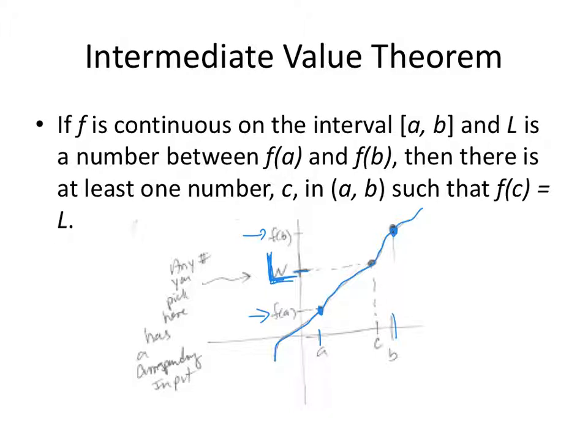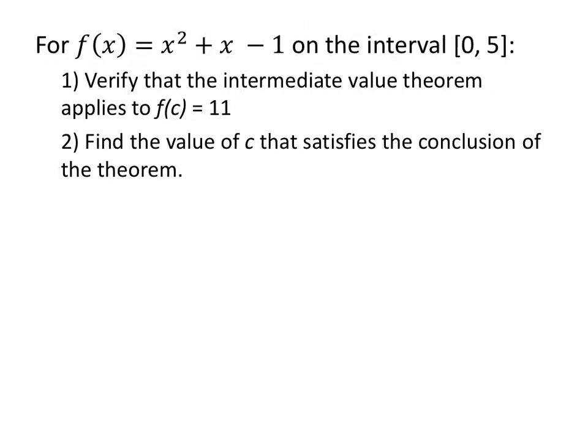Because this is a continuous function, it means that this has to drop down. There has to be some c in between a and b. That's what the intermediate value theorem is telling me. It's saying there has to be another input that gives me an output between those other two outputs. All right, so let's verify that.